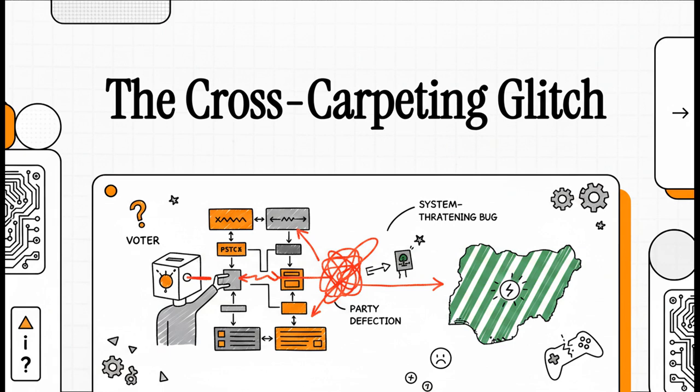People call it party defection, or cross-carpeting. It's basically a massive glitch that completely wrecks the user experience of the average Nigerian voter, and we really need to understand how it's functioning on the back end.